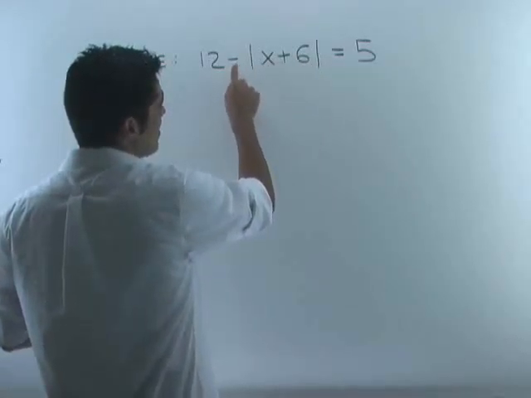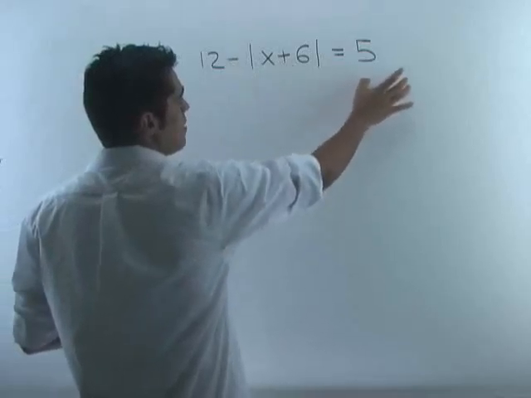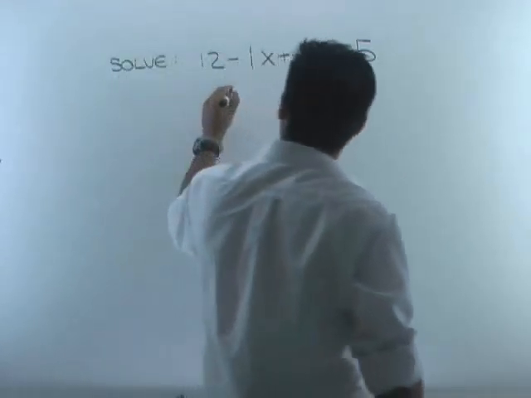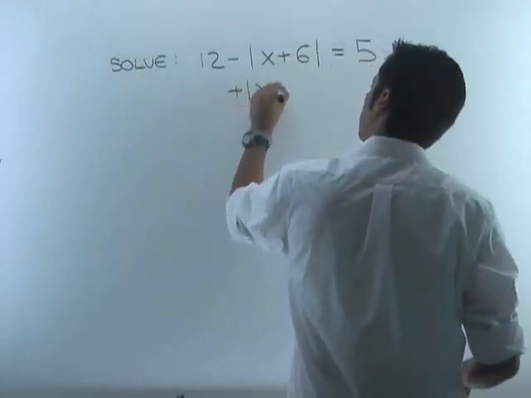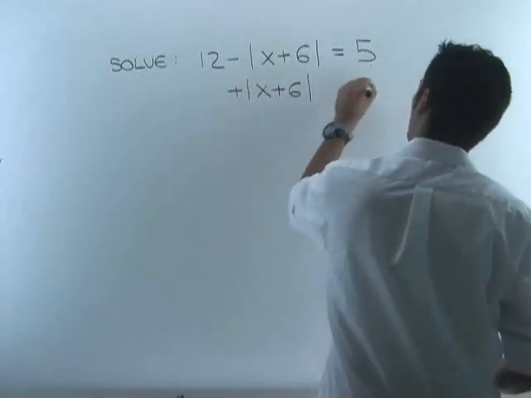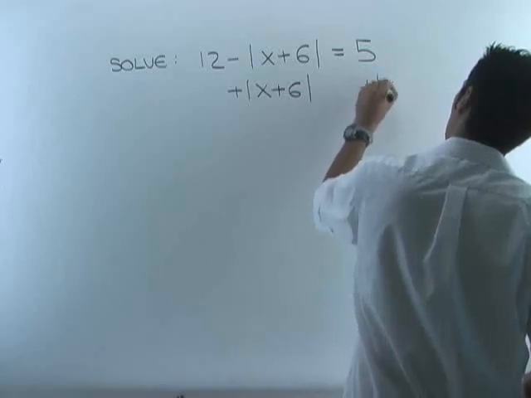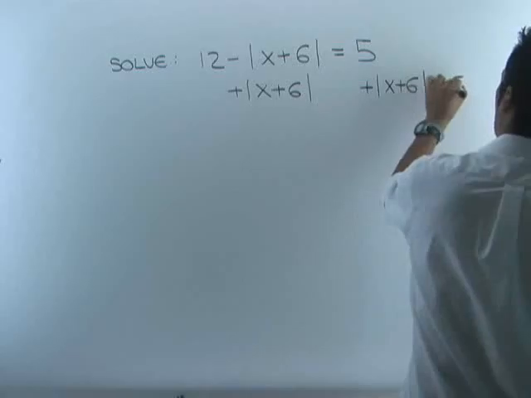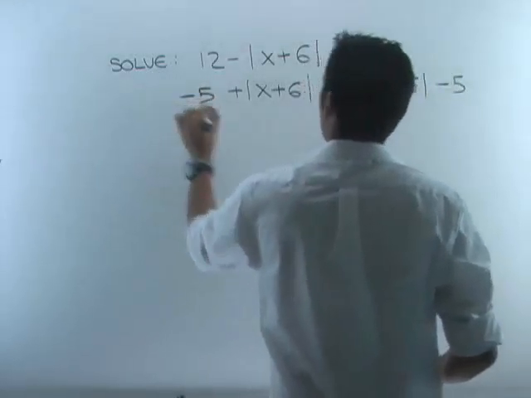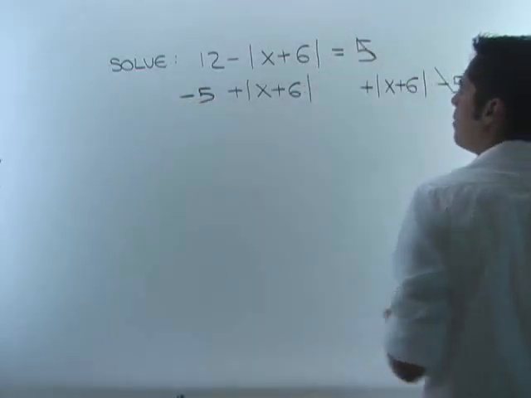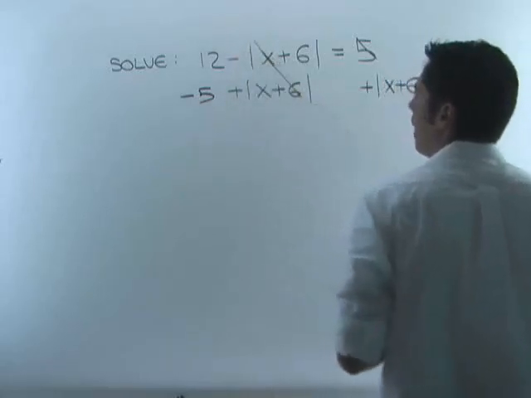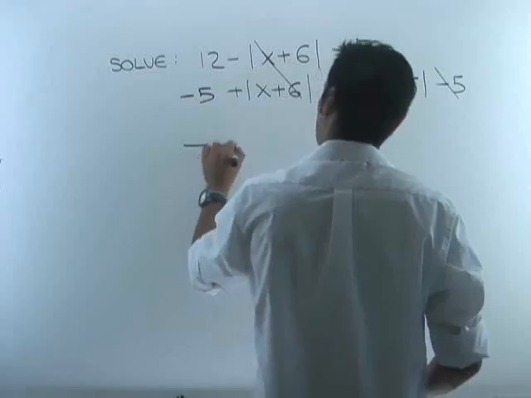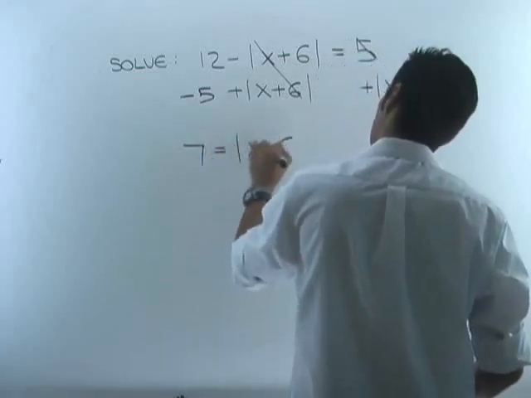So since there's a minus sign here, I'm going to move it to the other side to make it positive, and I'm going to move the 5 over this way. So I'm going to add the absolute value of x plus 6 to both sides. And I'm going to subtract 5 from both sides. Okay, the 5's will cancel on the right side. On the left side, the absolute value is gone. 12 minus 5 is 7 equals the absolute value of x plus 6.